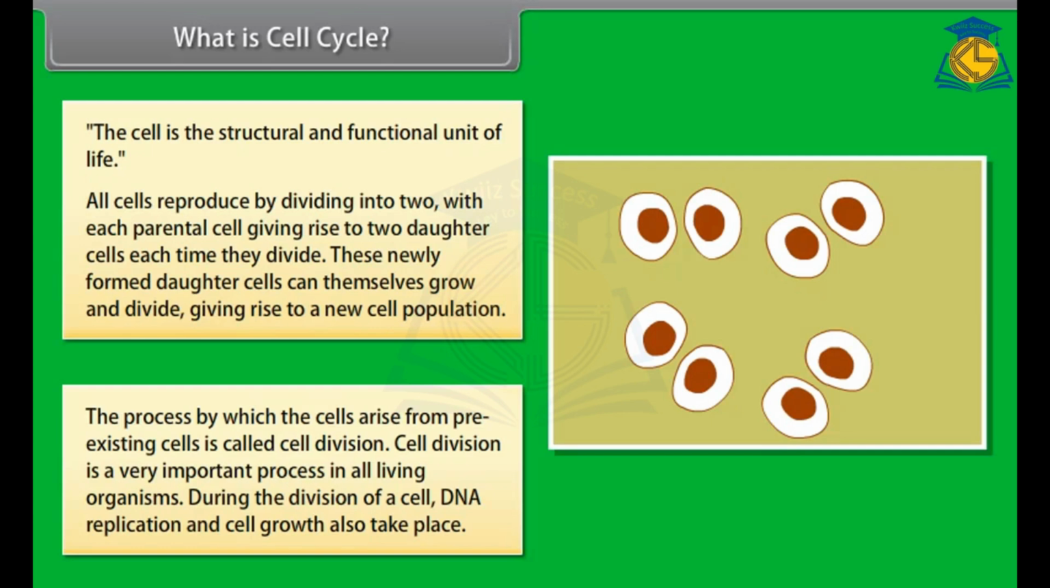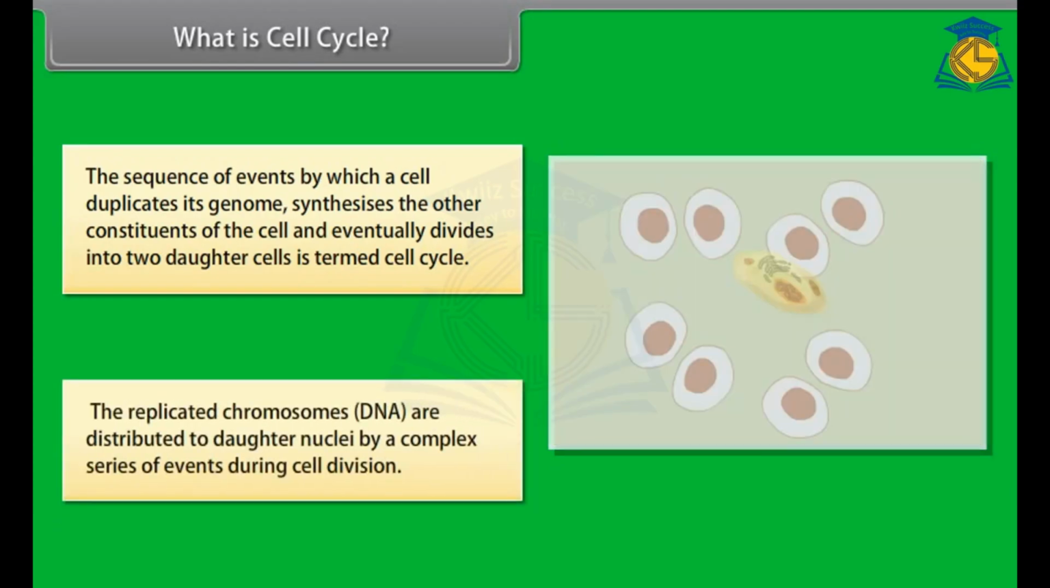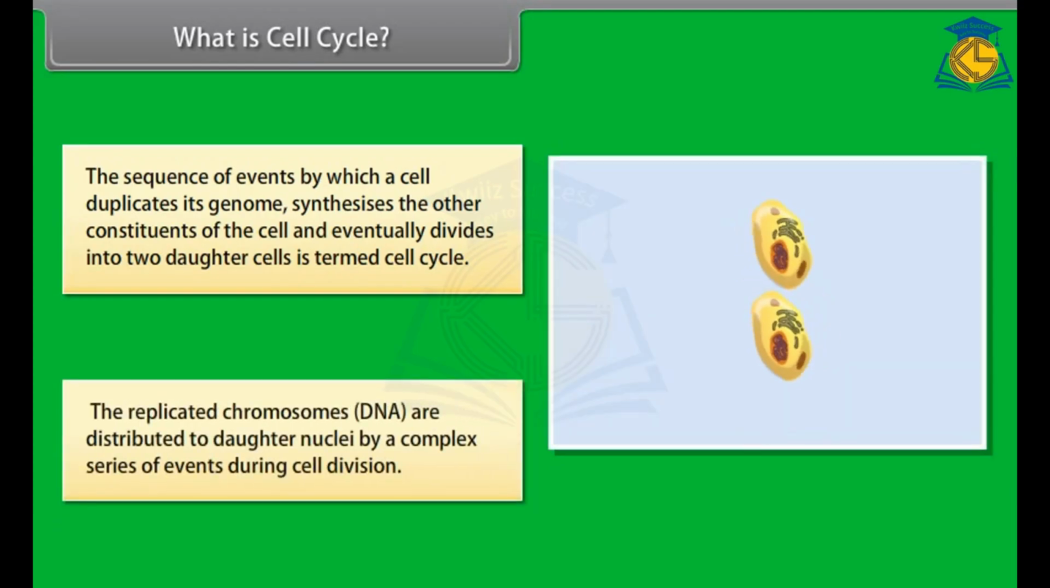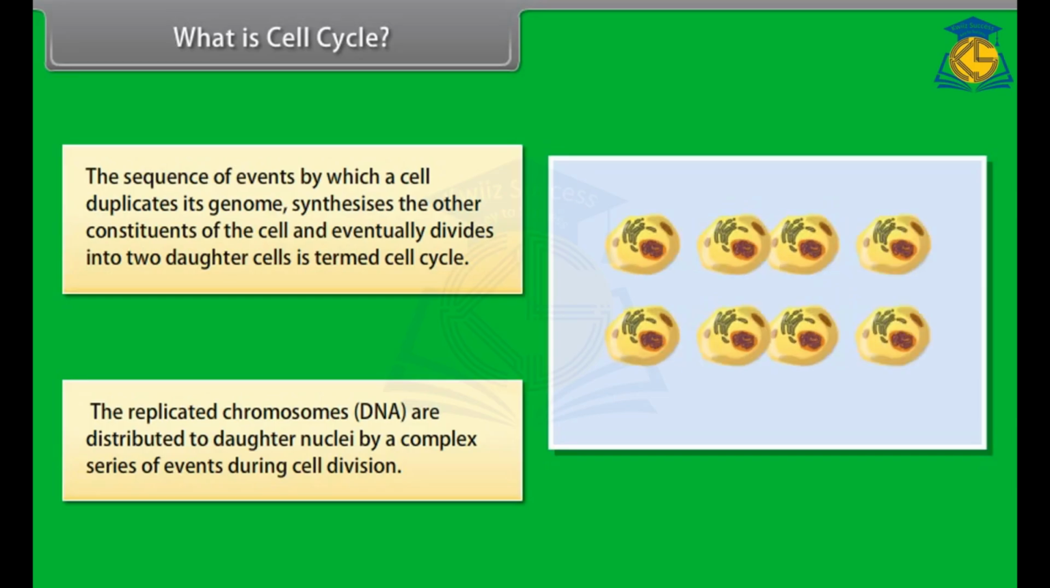Now let us know the cell cycle. The sequence of events by which a cell duplicates its genome, synthesizes the other constituents of the cell, and eventually divides into two daughter cells is termed the cell cycle. You will be surprised to know that the replicated chromosomes, DNA, are distributed to daughter nuclei by a complex series of events during cell division.